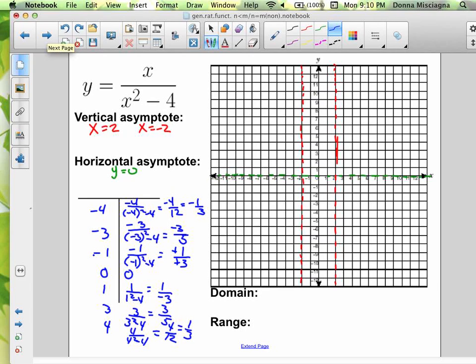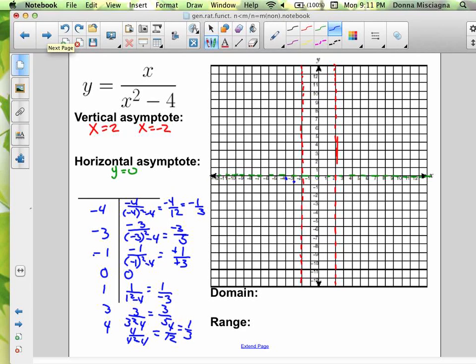Let's graph the points. So we have -4, -1/3. It's about there. -3, 3/5 is a little bit bigger, so this is going to be a little bit more in the negative direction. Oops. It should actually be bigger than that. 3/5 is greater than 1/2. Let's see if I can get that out. There we go. All right, so it should be more than 1/2, like right there.